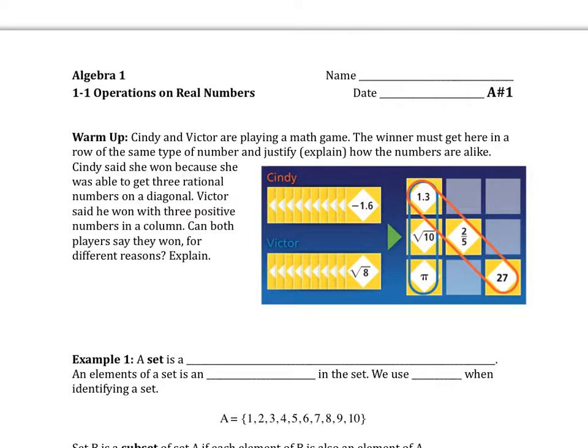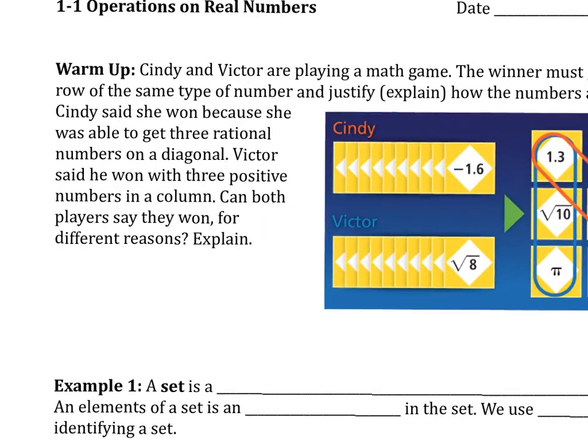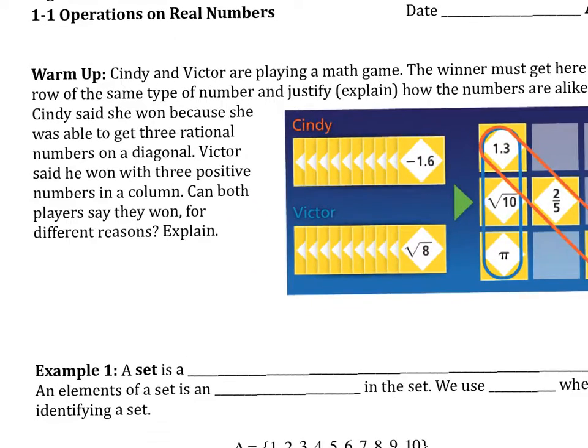Cindy said she won because she was able to get 3 rational numbers on the diagonal. However, Victor said he won because he was able to get 3 positive numbers in a column. Can both players say they won for different reasons? And like we said earlier, the key thing right here is type.